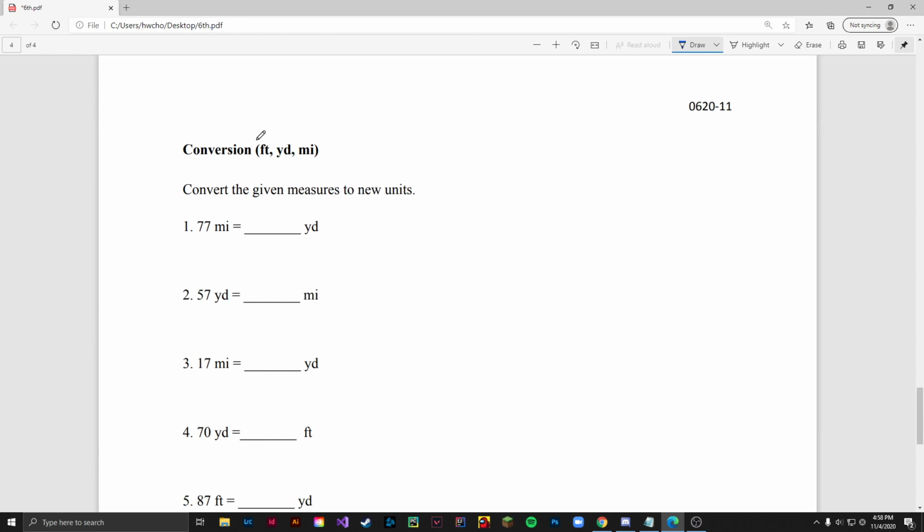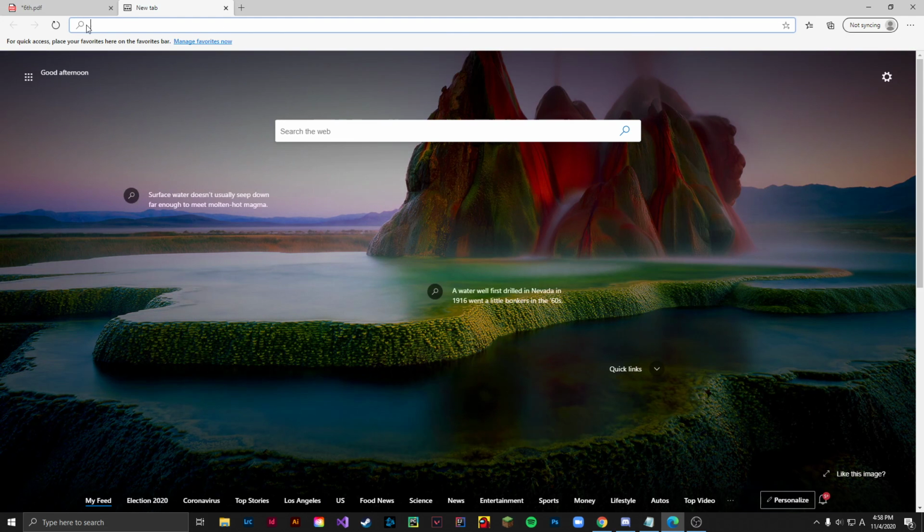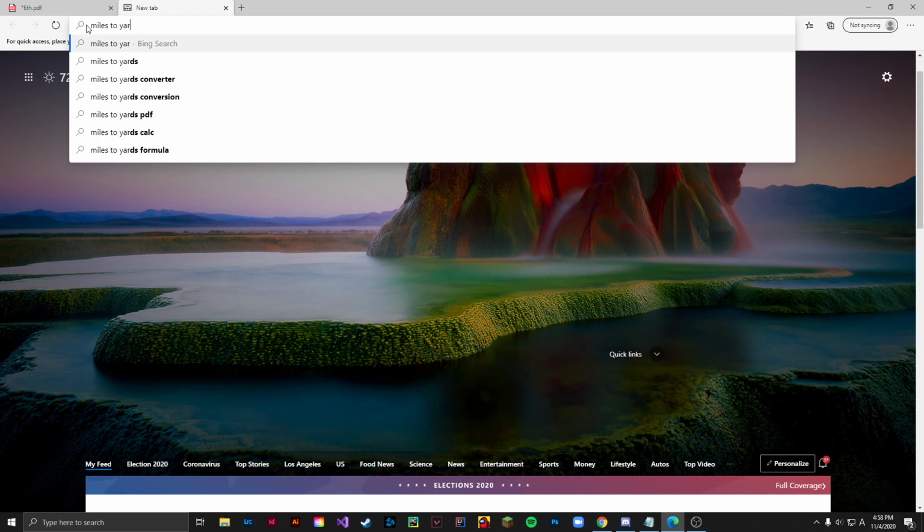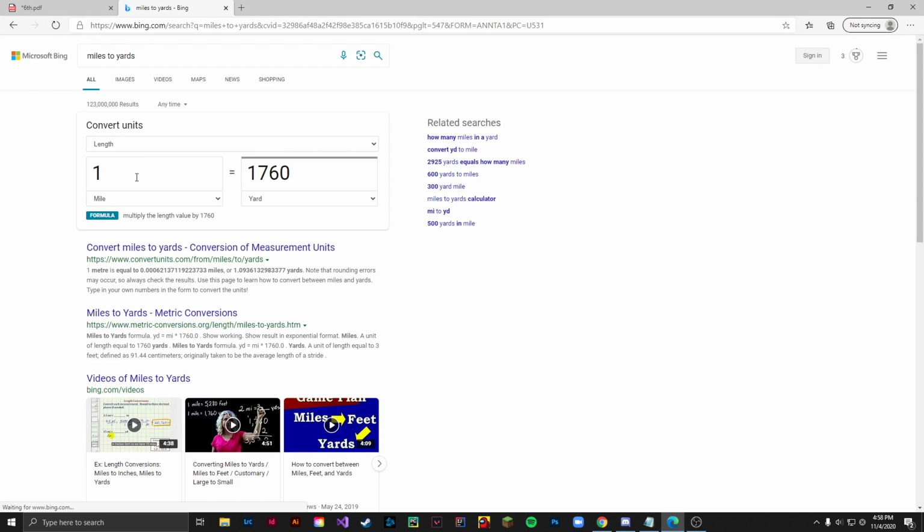And the last section is conversion. So it says convert the given measures to new units. If you have a phone or an iPad, a tablet, anything at home with internet, you can just simply go to Google and look up miles to yards. There we go. 1 mile is 1760 yards.